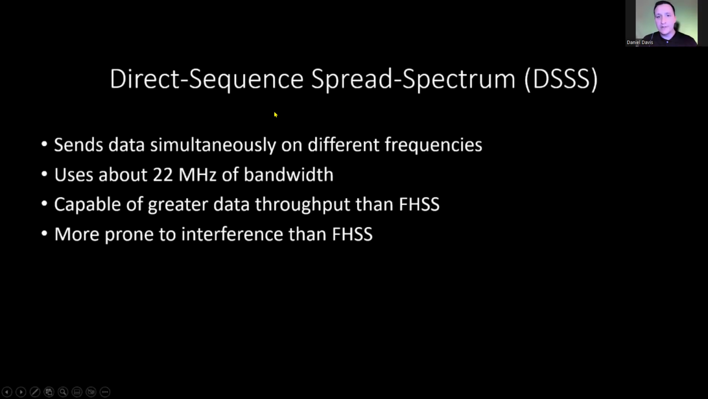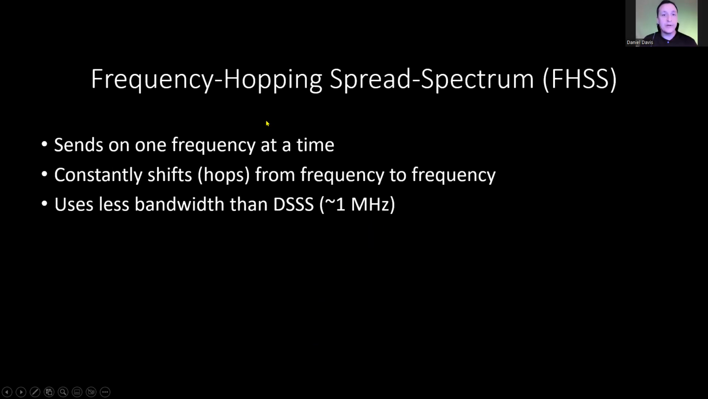So direct sequence spread spectrum sends data simultaneously on different frequencies, uses about 22 megahertz of bandwidth, is capable of greater data throughput than FHSS, and is more prone to interference than FHSS. Frequency hopping spread spectrum sends on one frequency at a time, constantly shifts or hops from one frequency to another frequency, and uses less bandwidth than DSSS.